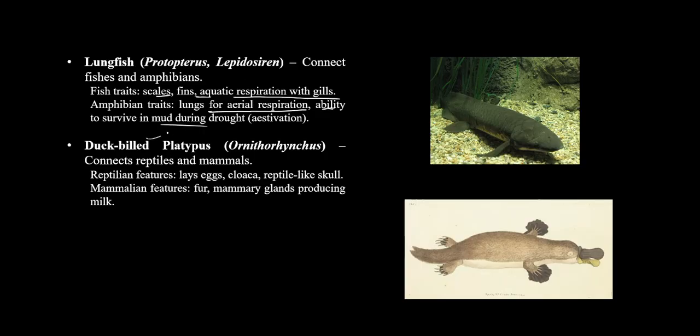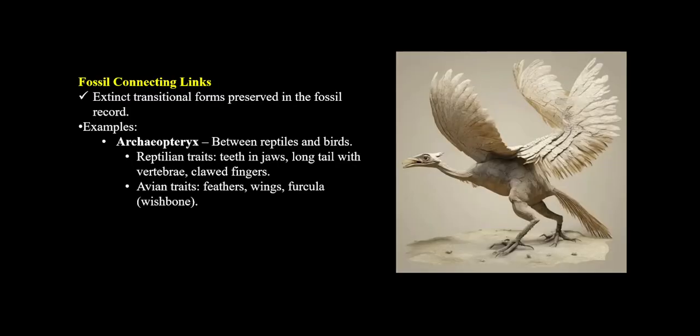Then the duck-billed platypus, which connects the reptiles and mammals. Reptilian features are that it lays eggs, has a cloaca and a reptile-like skull. Okay, we are talking about this, and this is the lungfish. Mammalian features are fur, mammary glands, and producing milk. These are the mammalian features.